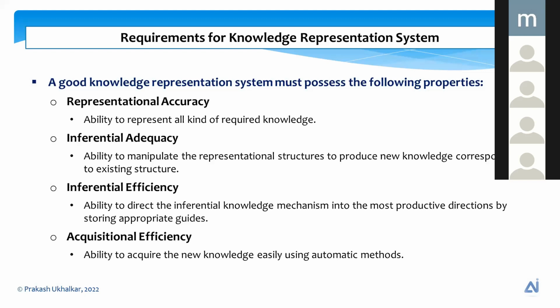Then inferential efficacy, which means the ability to direct the inferential knowledge mechanism in the most productive direction. And finally, acquisitional efficiency is the ability to acquire new knowledge easily using automatic methods. So knowledge acquisition into the knowledge base using automatic methods: learn by example, learn by experience, learn by performing actions. That automatic learning and knowledge acquisition is expected from artificial devices or machines.